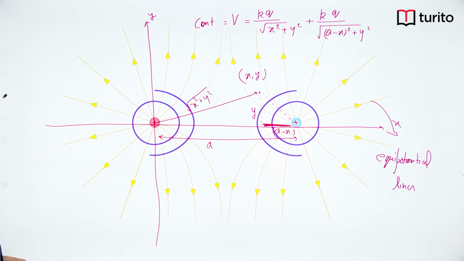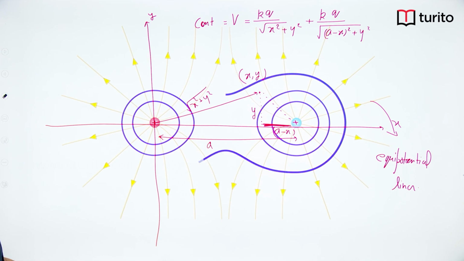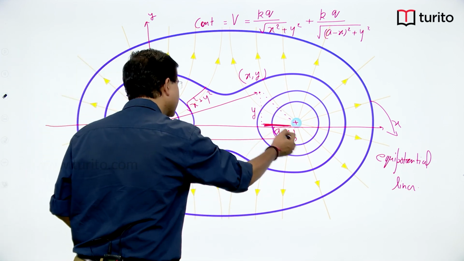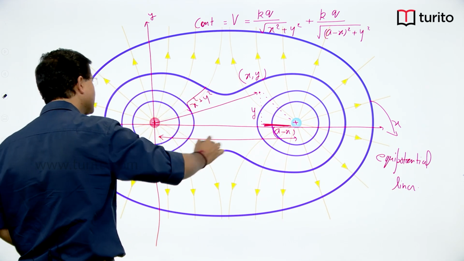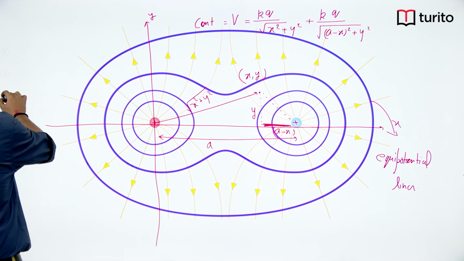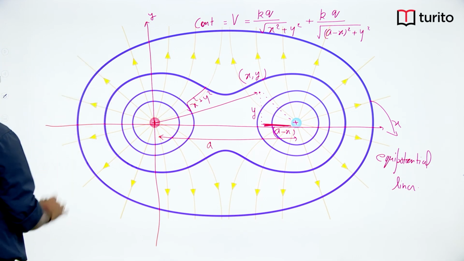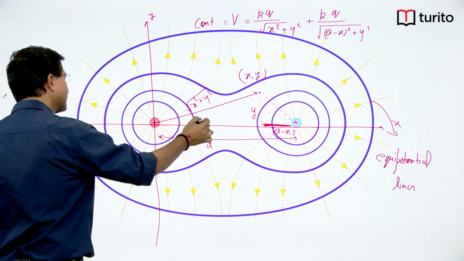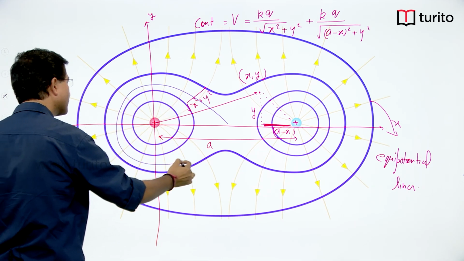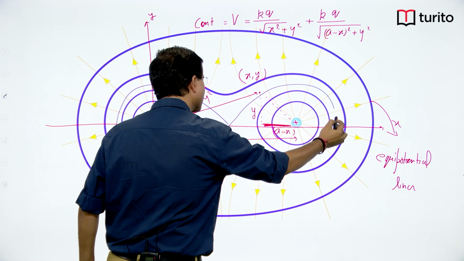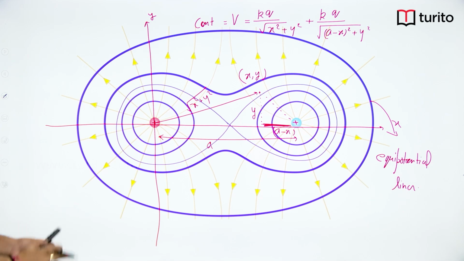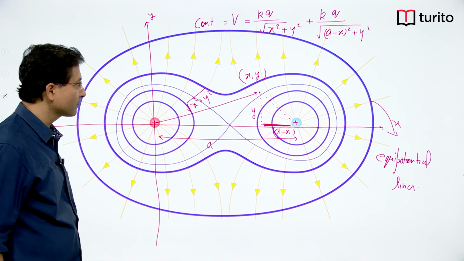See once again, very near to the charge it will be something like this. As you go away from the charge, these will be joined, and there will be one more line. I am drawing it separately, it will be something like this. Right. So actual equipotential lines will be something like this.